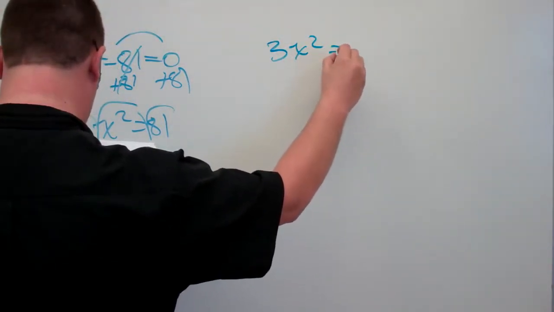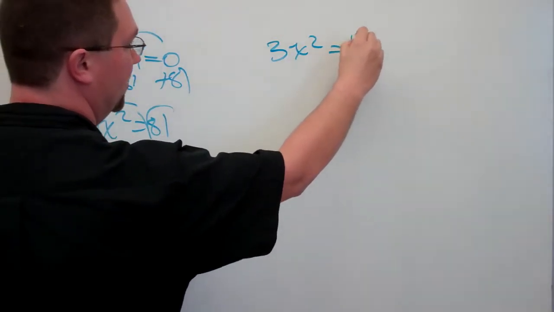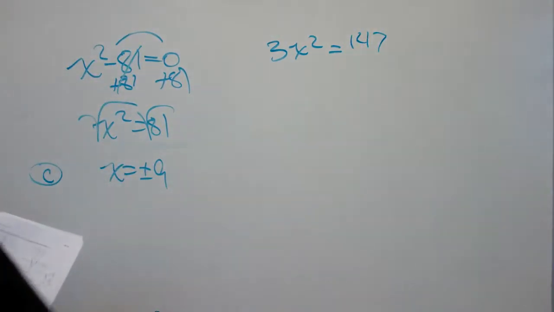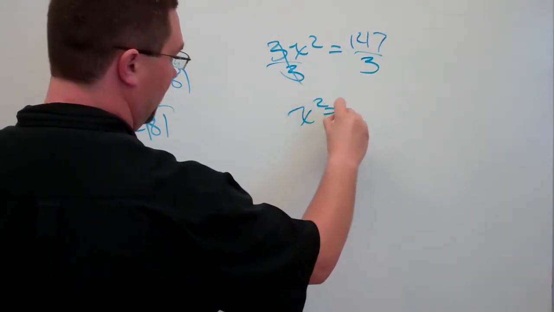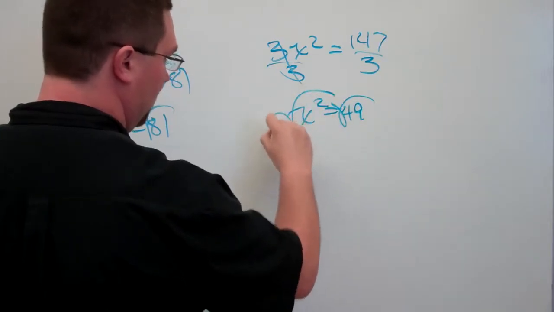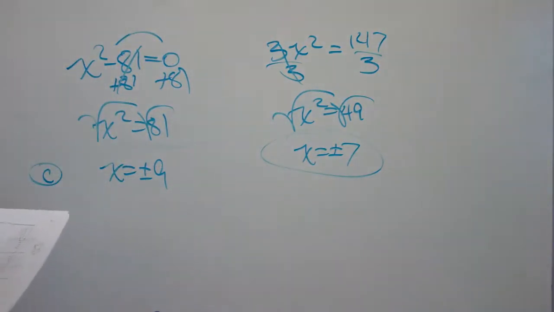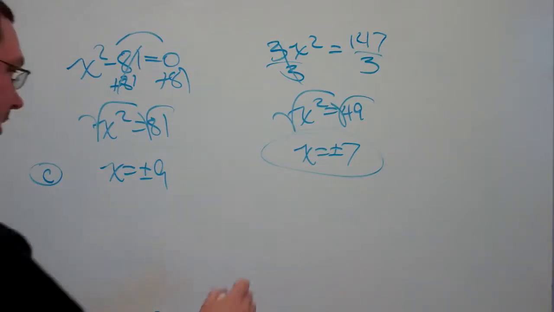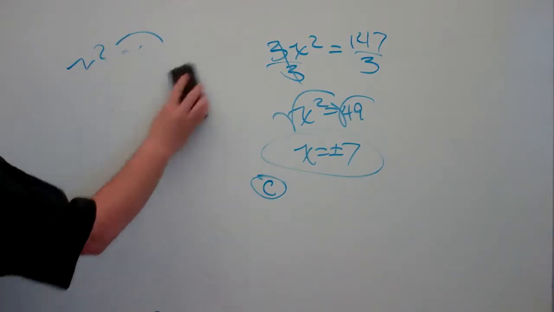Alright, let's do this one. 3x squared minus 147 equals 0, so that means 3x squared equals 147. Divide both sides by 3. X squared equals 49. Square root, x equals positive or negative 7. Which one is that? That is also letter C. Alright, so that's how you do that. That was 8 and 9. Let's go to 10.